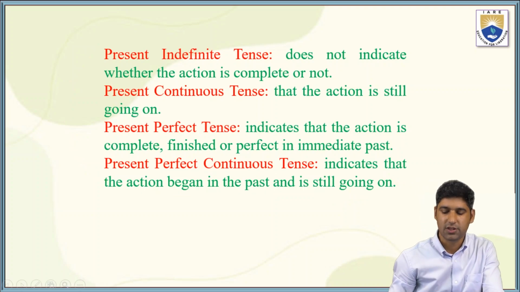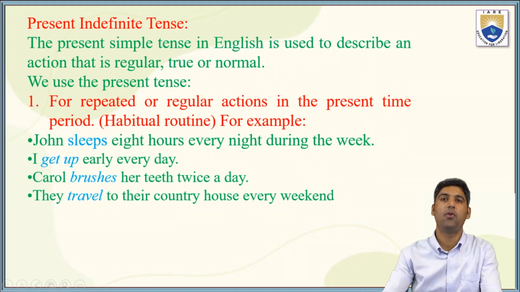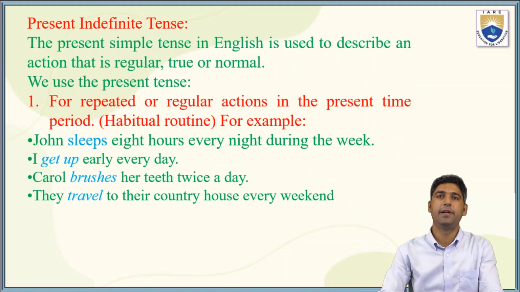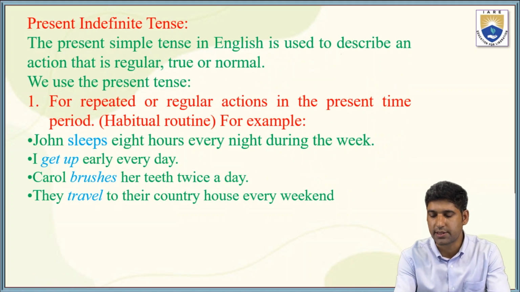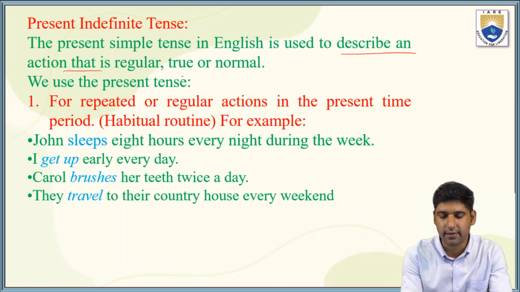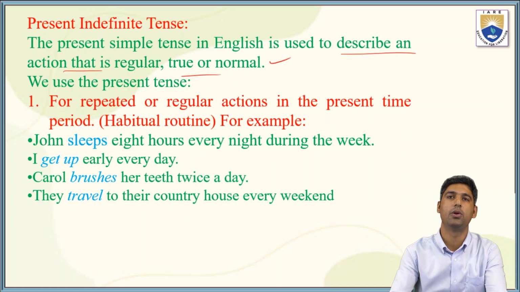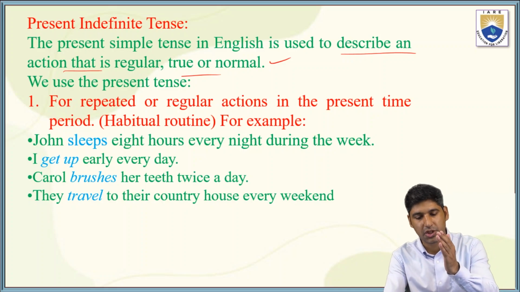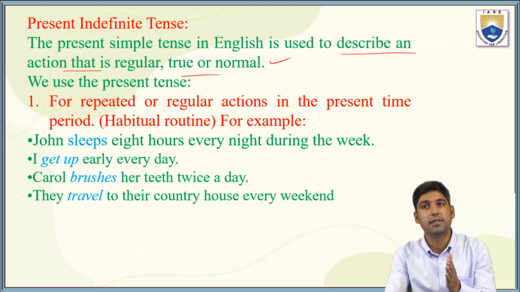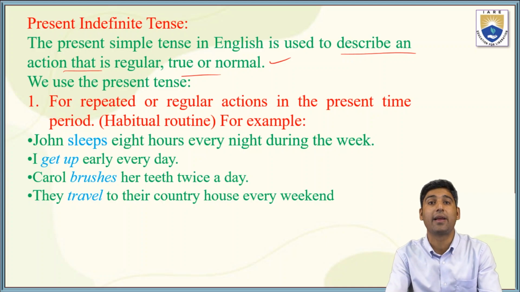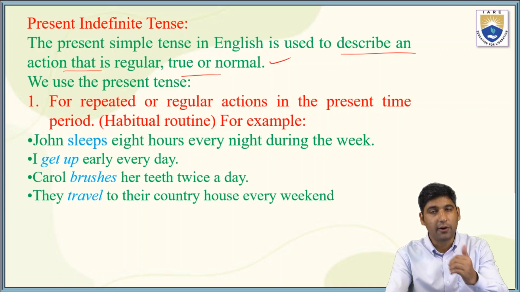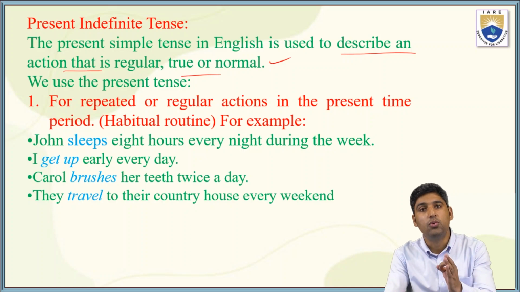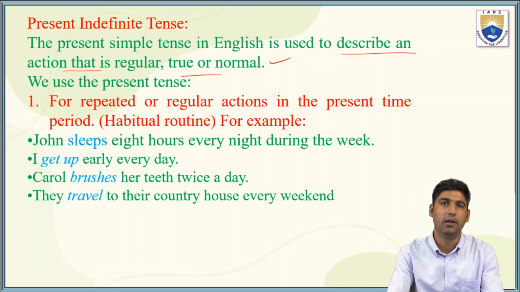Let's go with the first form, present indefinite form. Present indefinite tense in English is used to describe an action that is regular, true, or normal. Present indefinite tense is used to describe an action that we do regularly, that is true, and that is normal.